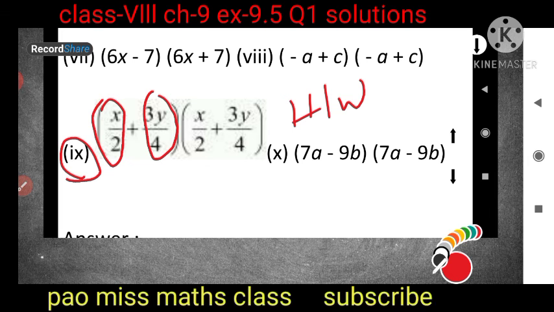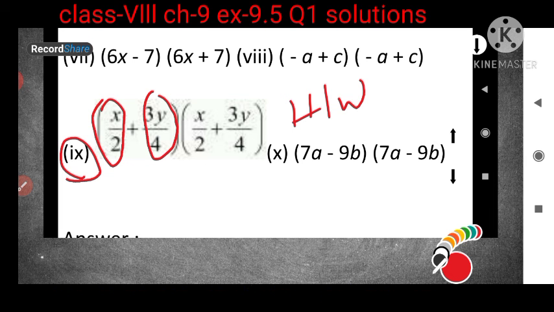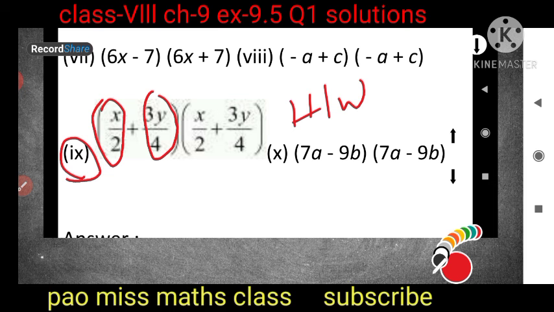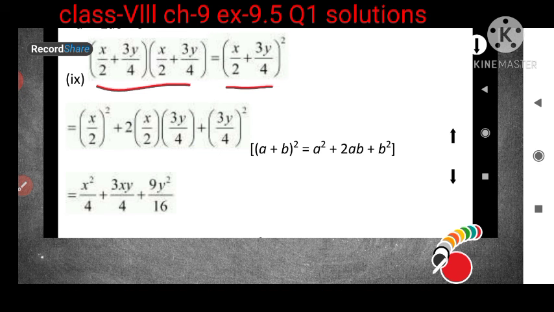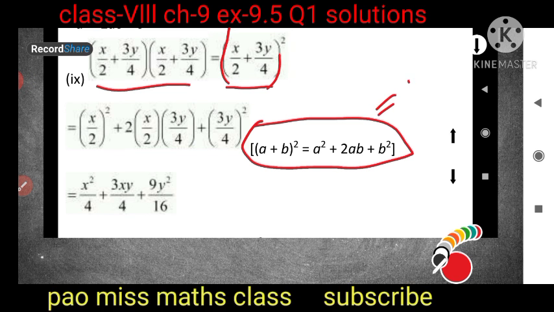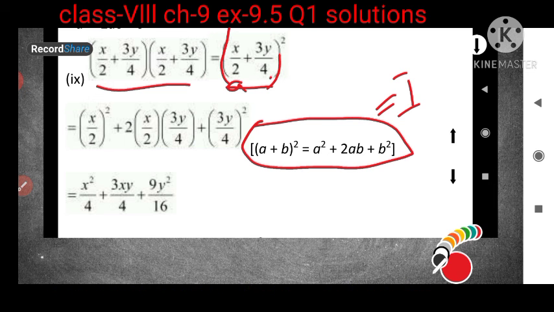So this is in plus, that means we can write x upon 2 plus 3y upon 4 whole square. So the first identity we have to use, isn't it? So this can be written as x upon 2 plus 3y upon 4 whole square. Now we have to use this identity, a plus b whole square, the first identity. That means a value is equal to x upon 2 and b value is equal to 3y upon 4, isn't it?